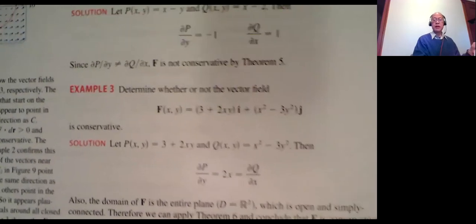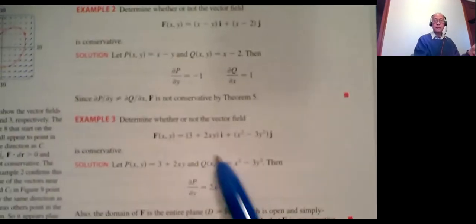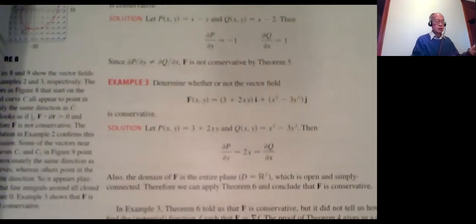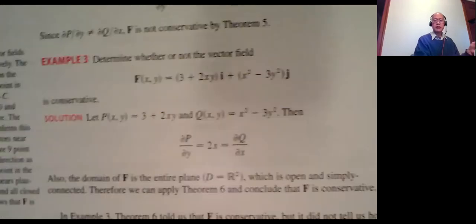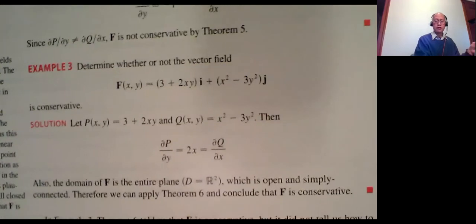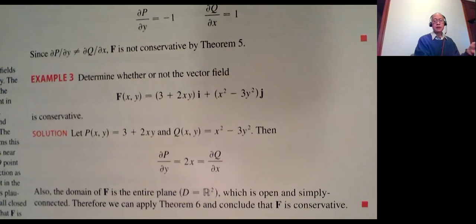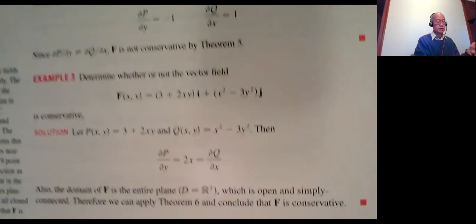Okay, what's the partial of p with respect to y? Derivative with respect to y is 2x. What's the derivative of this with respect to x? It's also 2x. They're equal. Therefore, capital F is a conservative vector field. Okay, so you have to admit that's really not that hard.